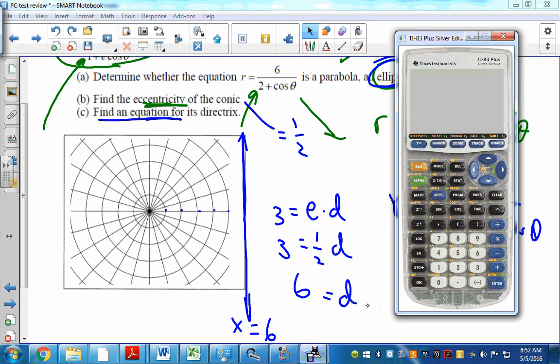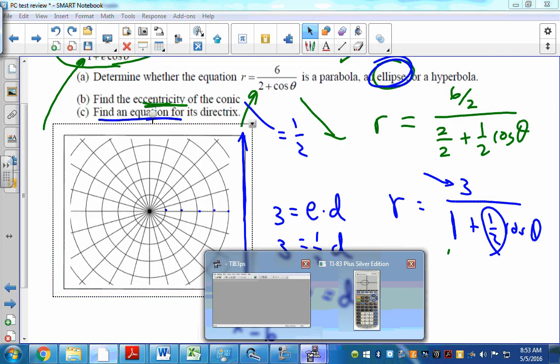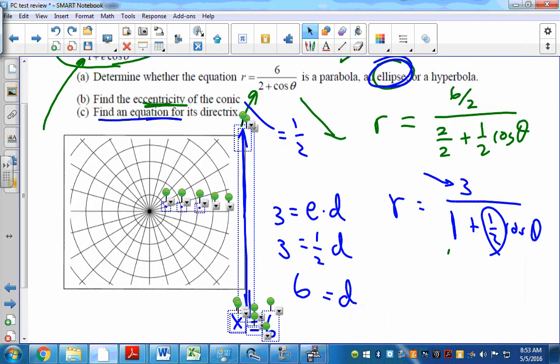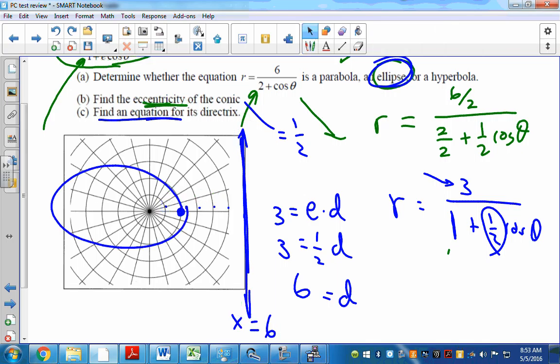Quick verification. If we look at the equation, we have 6 divided by 2 plus cosine theta. Here we are. Sure enough, it is an ellipse. The focus is the pole. If we actually looked at the vertex point, you'd notice the vertex point is going right through this 2 point right here, and the ellipse is looking like that. Again, you didn't have to draw this.